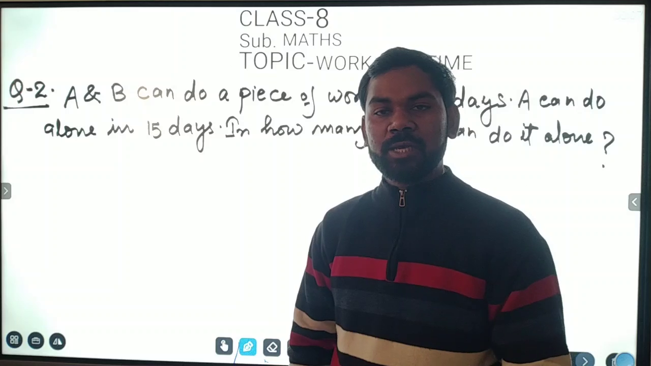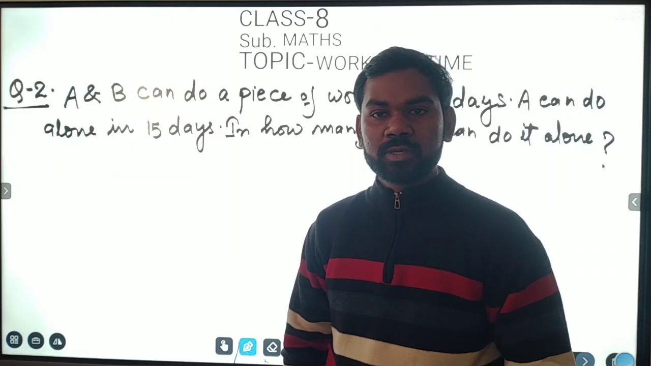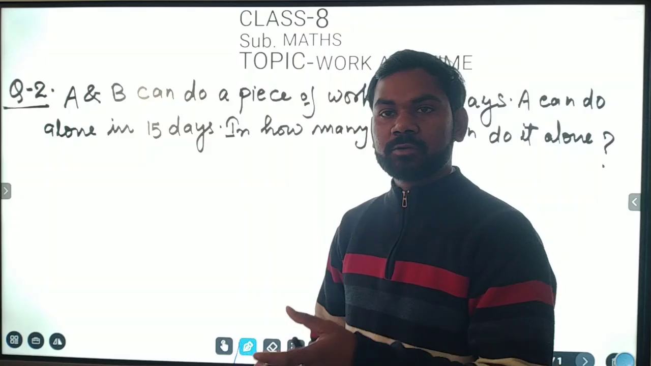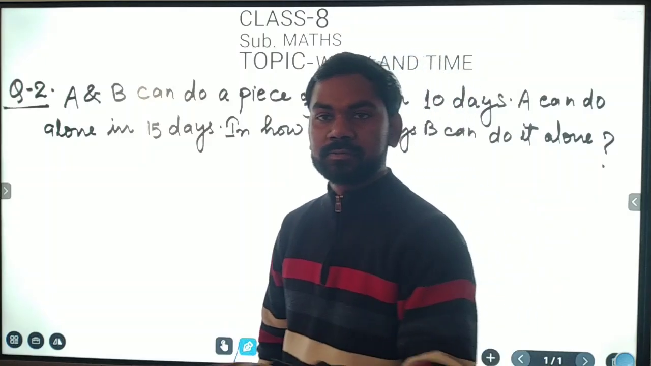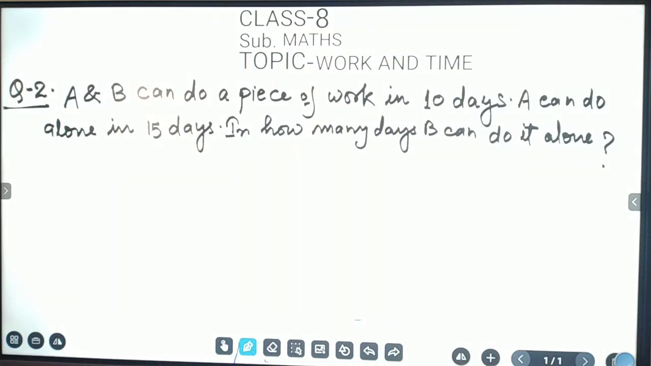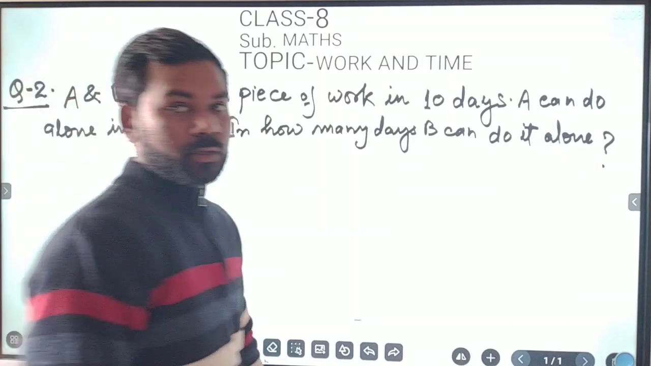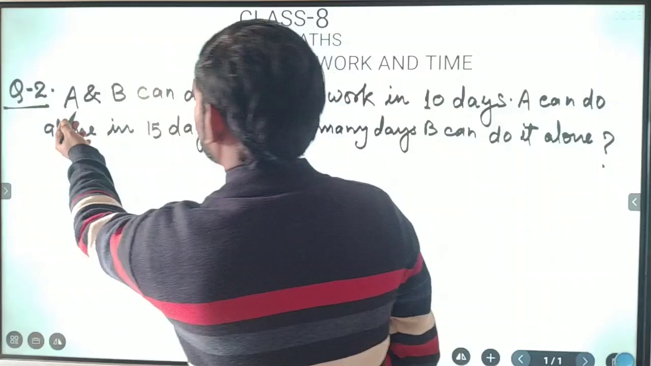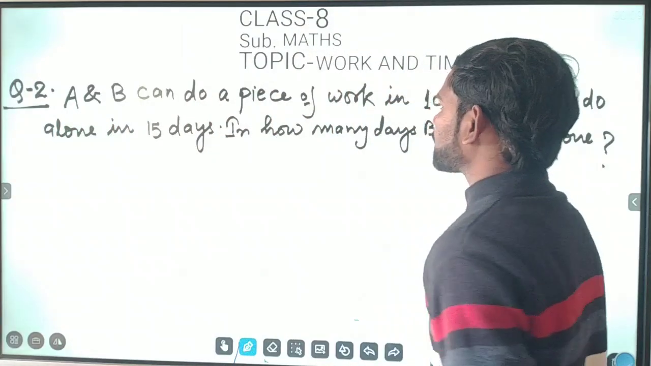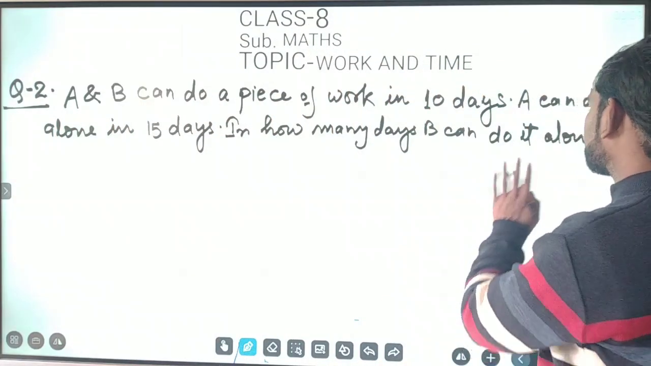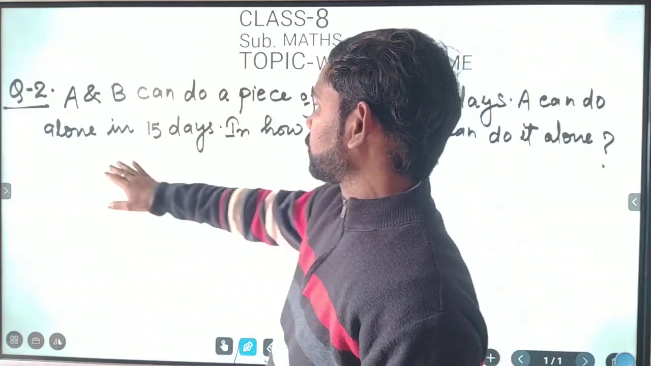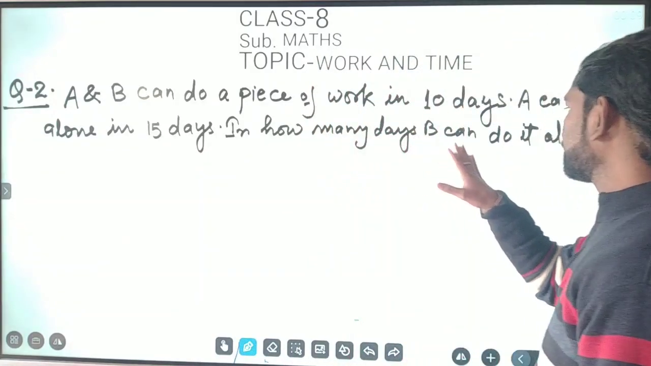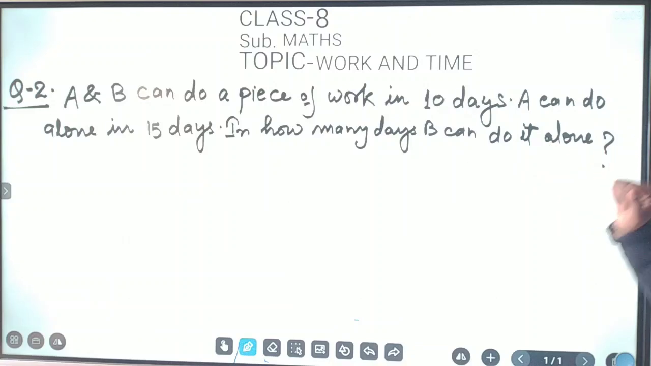Today I am here with a new question, and let's see how we will find the solution of this question. The question is: A and B can do a piece of work in 10 days. A can alone do it in 15 days. In how many days can B do it alone?